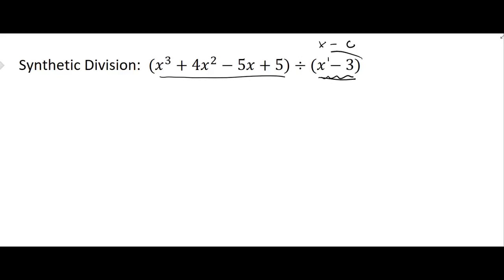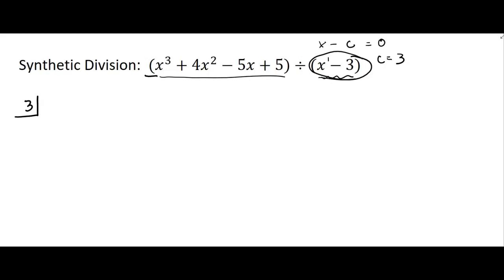So you're going to take c, whatever makes the divisor 0, or you set this equal to 0. Anyway, you're going to get c. In this case, c is 3. Take that 3 and put it in a box. I guess half a box. But this is how I always do it.